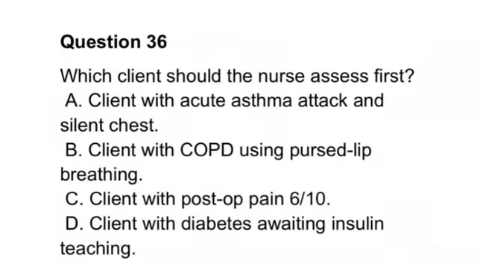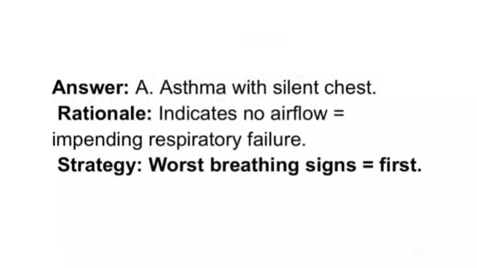Question 36. Which client should the nurse assess first? A. Client with acute asthma attack and silent chest. B. Client with COPD using pursed lip breathing. C. Client with post-op pain 6/10. D. Client with diabetes awaiting insulin teaching. Answer: A. Asthma with silent chest. Rationale: indicates no airflow, equals impending respiratory failure. Strategy: worst breathing signs equals first.